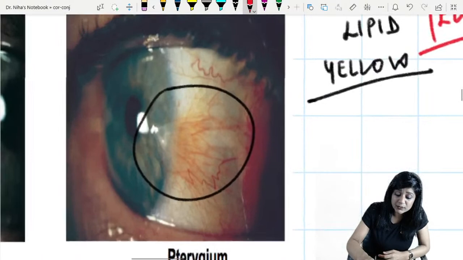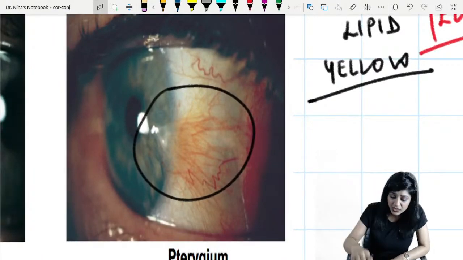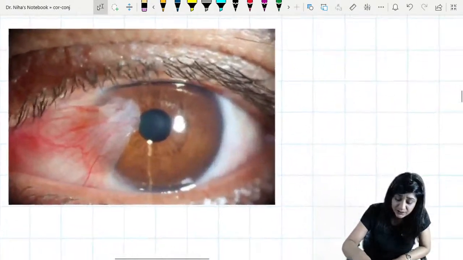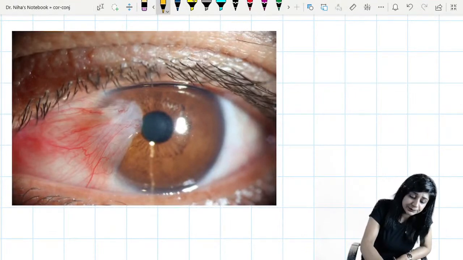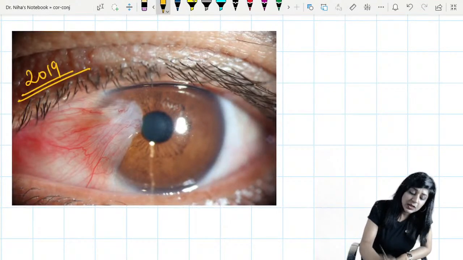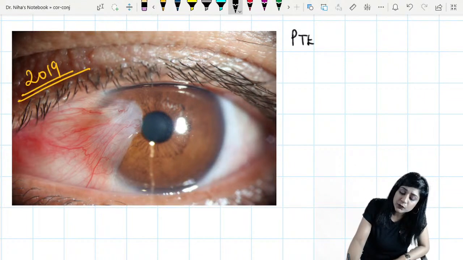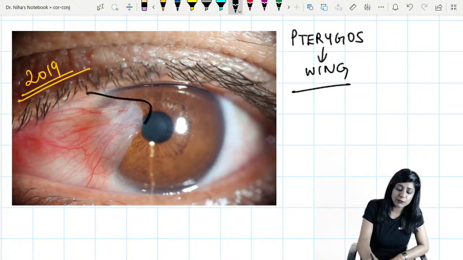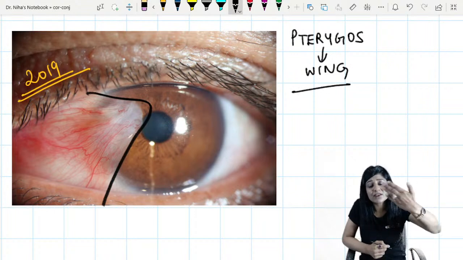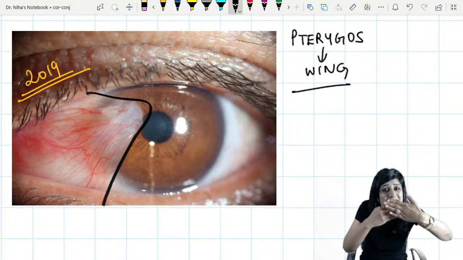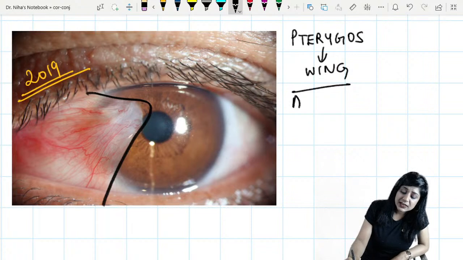But when I talk about pterygium, it's a dangerous thing. Now see one more picture of pterygium. This was asked in 2019 also. The word pterygium is formed from the word pterygos, and pterygos means wings. So this is a wing shaped fold of the conjunctiva which is coming over the cornea. It is pressing the cornea, so basically it is causing astigmatism, right?